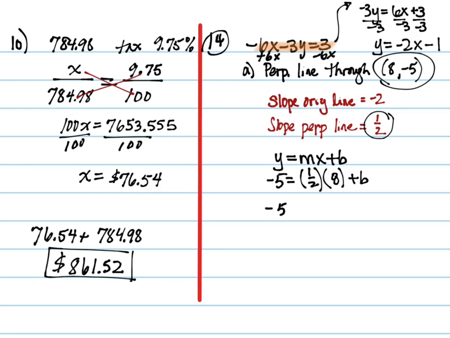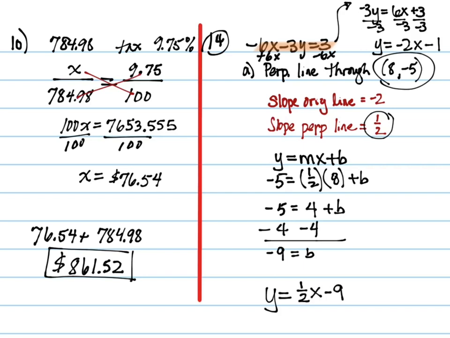So what's 1/2 of 8? 4. And if I subtract the 4 to the other side, what will my b value equal? Negative 9. So my equation is y equals 1/2 x minus 9. That was part A.